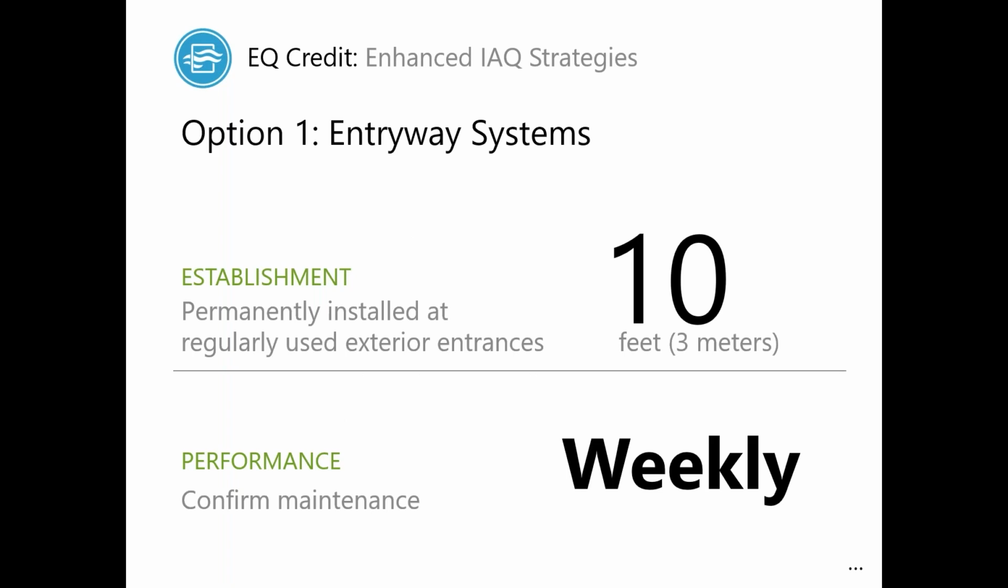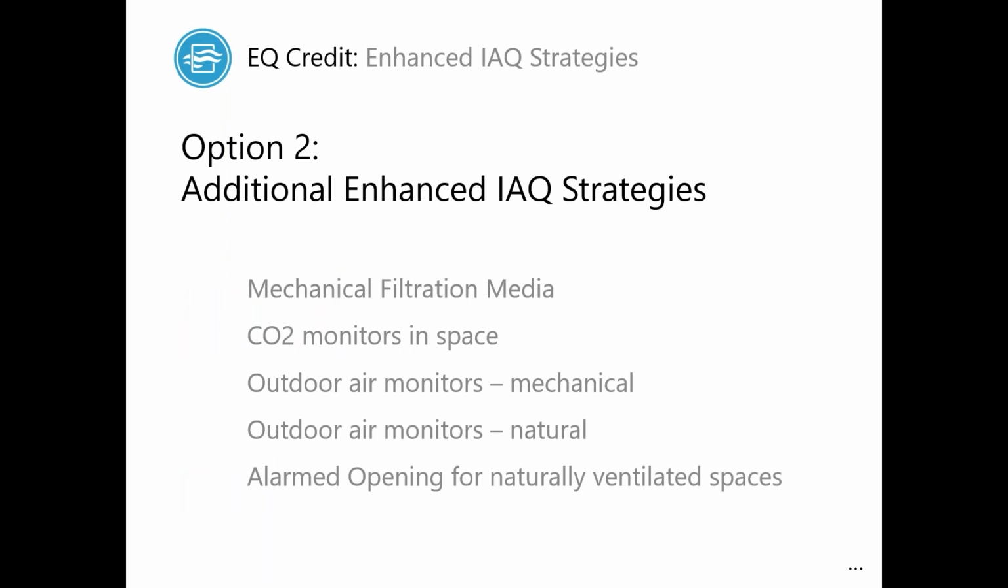Now, we want to make sure that we have permanently installed entryway systems that are 10 feet long, coming in from all spaces. So this could be grates, it could be mats, as long as it's permanently installed and you can confirm weekly maintenance, then that's what we're looking for. So option 1 is fairly straightforward. We're looking at the mats.